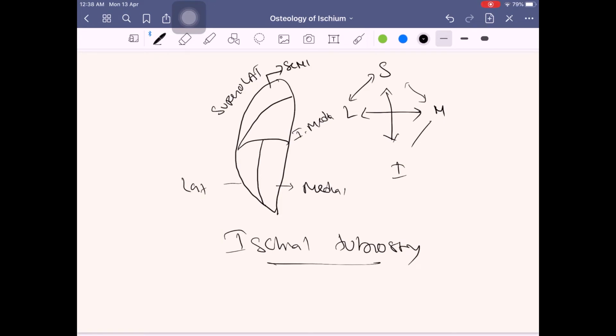Superolateral, you have one muscle, that is semimembranosus. Half is membranous and half is muscular. That is why it is called semimembranosus. Whereas here you got two muscles. So what are the muscles you got here? You got your semitendinosus and what is the name of the other muscle? Long head of biceps femoris.